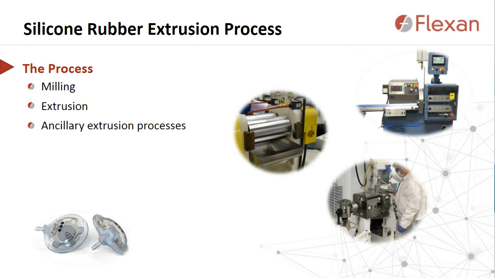So having provided some insight into the types of extrusions, let's move into the process. On a very high level, the extrusion process can be summed up with three major steps: material preparation or milling, extrusion, and ancillary extrusion processes.